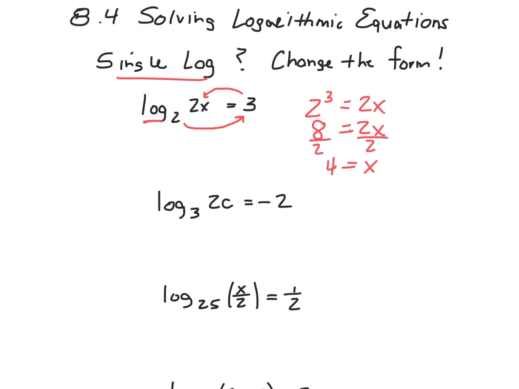In this next example, again, one single log. Start with the base, make my spiral. The base is 3. The exponent is negative 2 equals 2c. 3 to the negative 2, remember reciprocals, will be 1 over 9. And then I'm going to divide by 2.